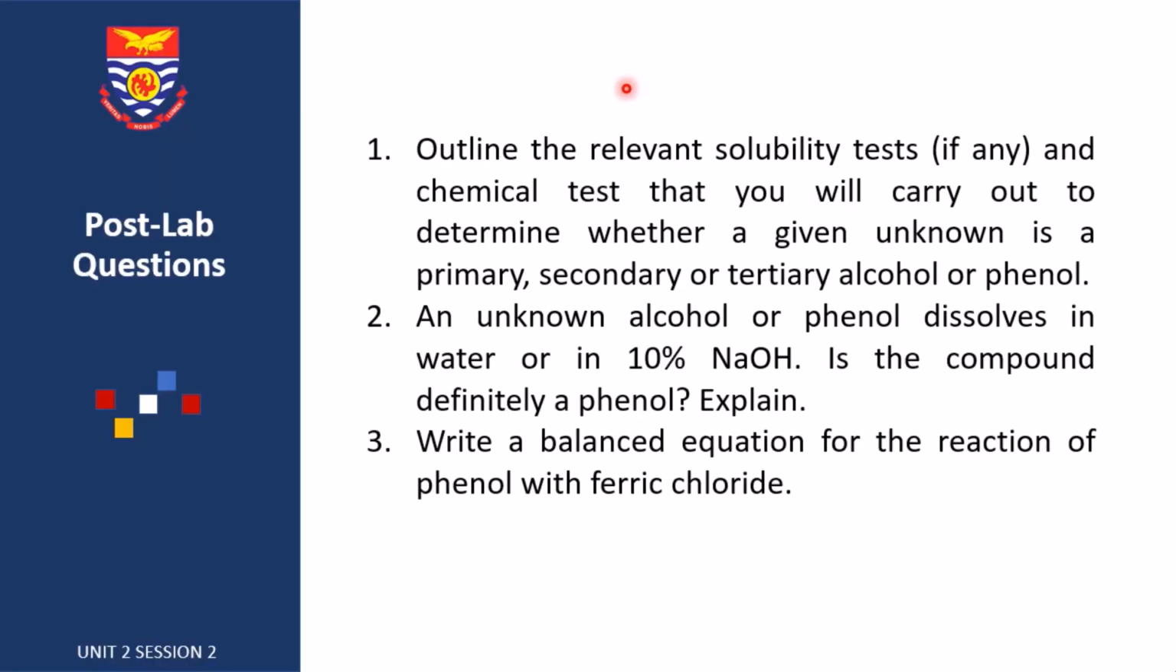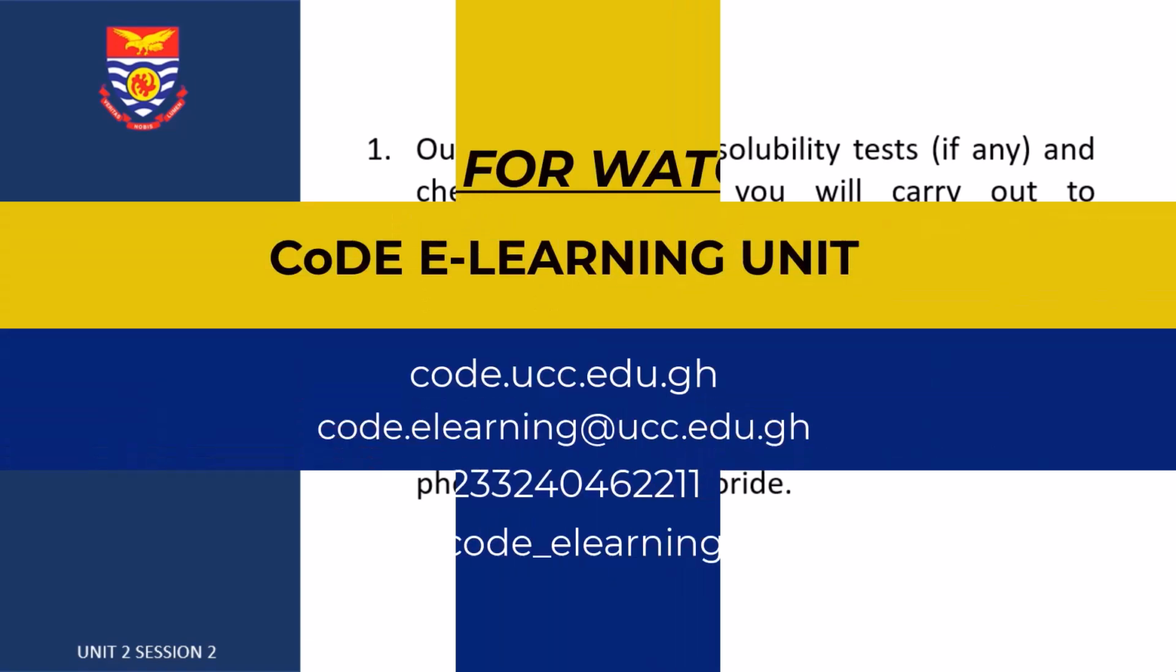Now, this is basically to guide you in writing your report. So you have to be able to outline the relevant solubility tests and chemical tests that are carried out to identify an unknown compound as an alcohol, being primary, secondary, or tertiary, or being a phenol, right? And then you should describe what happens when an unknown compound or phenol is dissolved in water, and you should be able to write the chemical reaction between your phenols and ferric chloride.